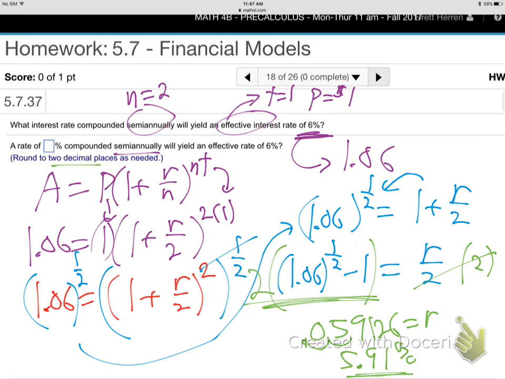5.91%. We're out of time. We didn't quite finish 5.7.